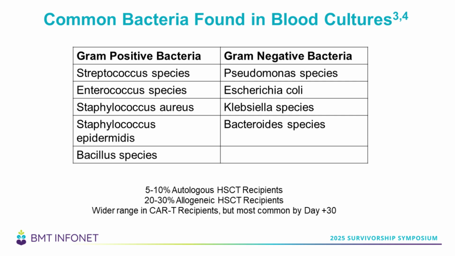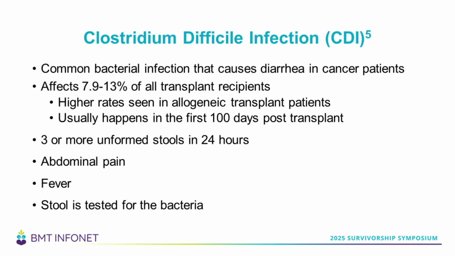Bacterial infections in the blood impact anywhere from 5 to 10% of autologous transplant patients, 20 to 30% of allogeneic transplant patients. And there's really a wider range in patients who undergo CAR T therapy, but these types of infections in the blood are most common by day 30 after CAR T therapy.